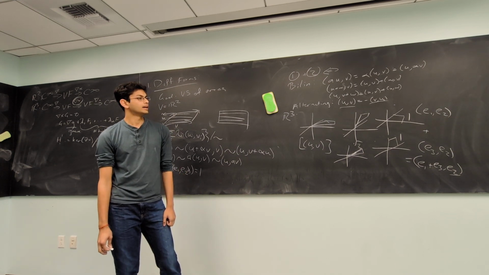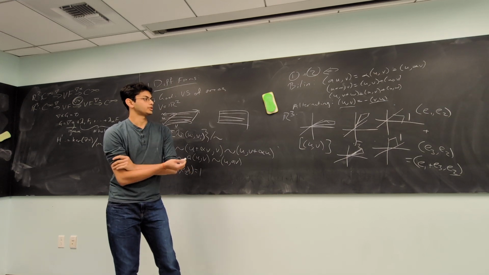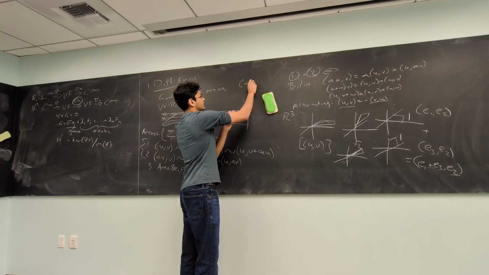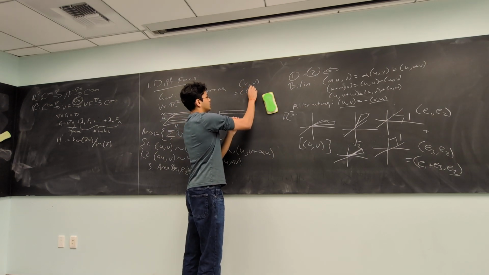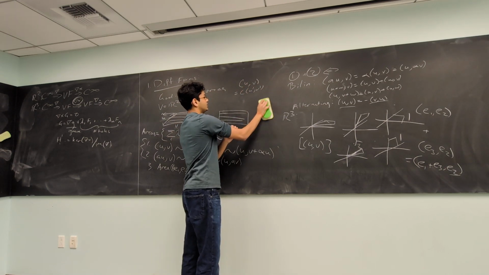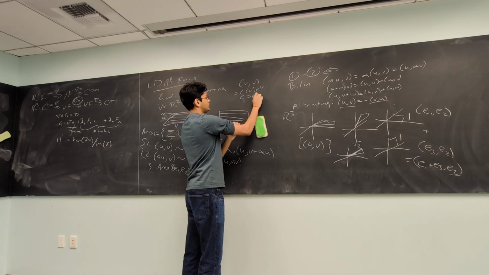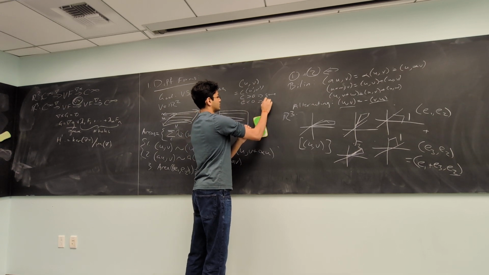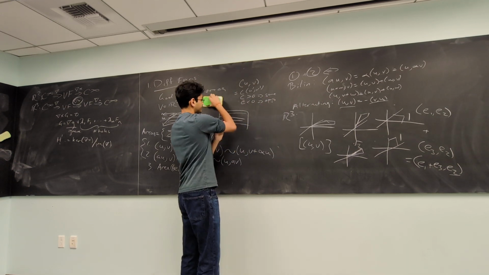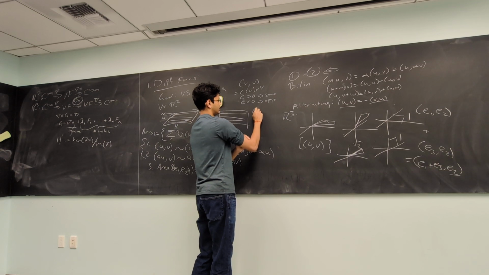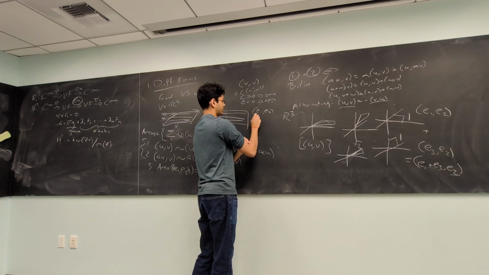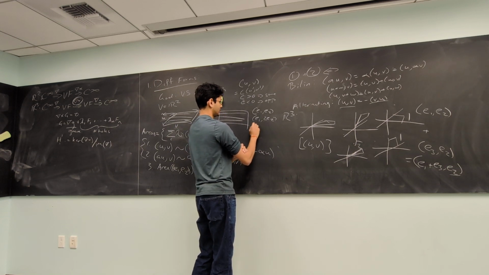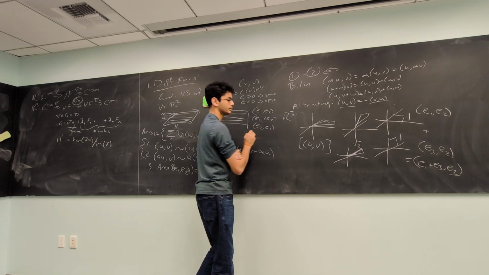Well, let me first say what I mean for two things that have the same orientation. It would mean that if (u, v) is equal to c times (u', v'), then if c is greater than 0, we'll say that this has the same orientation. And if c is less than 0, we'll say that it has the opposite orientation. So for example, E1, E2 has the same orientation as E1, E2, and the opposite orientation as E2, E1.